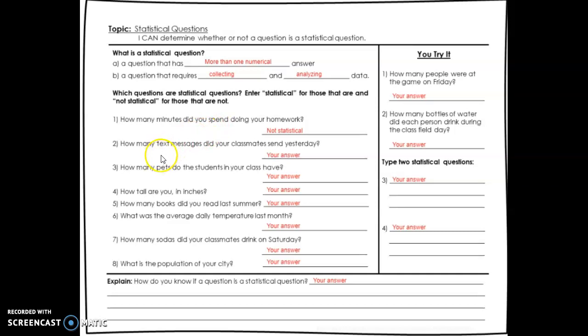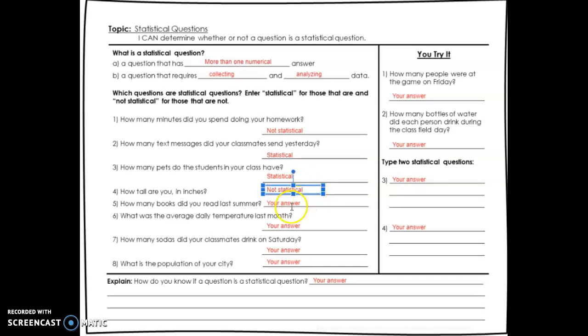So for 2, how many text messages did your classmates send yesterday? That is statistical because we have a bunch of different answers and we would collect all of those answers and we could then analyze them. How many pets do the students in your class have? Again, we will have many answers there and we could analyze them. So that is statistical. How tall are you? That is not statistical because there's one answer because we're just asking one person. Statistical.